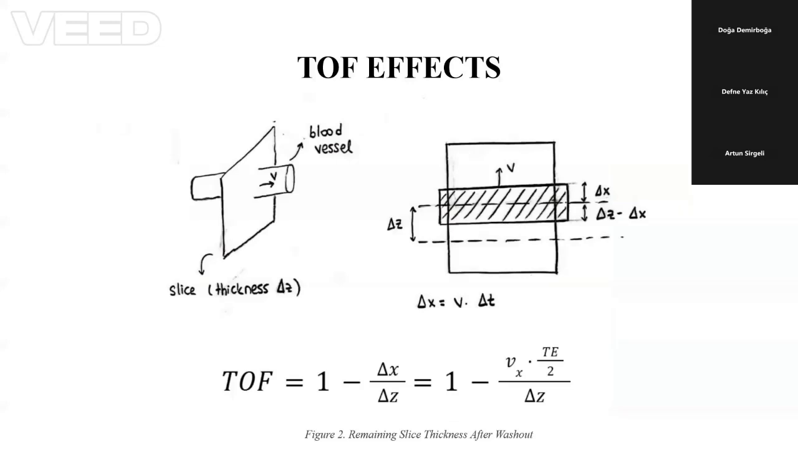In inflow enhancement, the movement of the newly incoming particles to the excited slice affects the magnitude of the reconstructed image. And as it can be seen from the hand-drawn figure, we simulated a slice in the Z direction, in which the particles are moving also. Our overall constant for the time of flight became 1 minus Vx times Te over 2 over delta Z. This will contribute to our overall equation as a constant and will affect the magnitude of the reconstructed image.